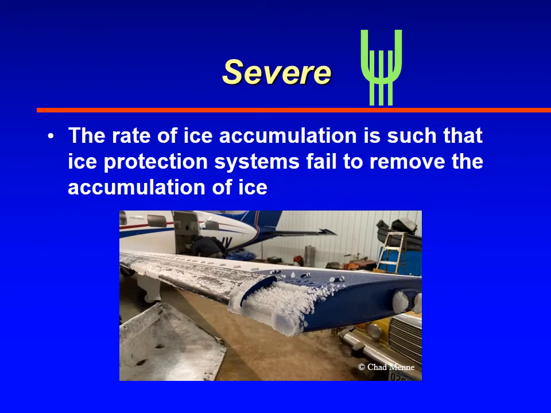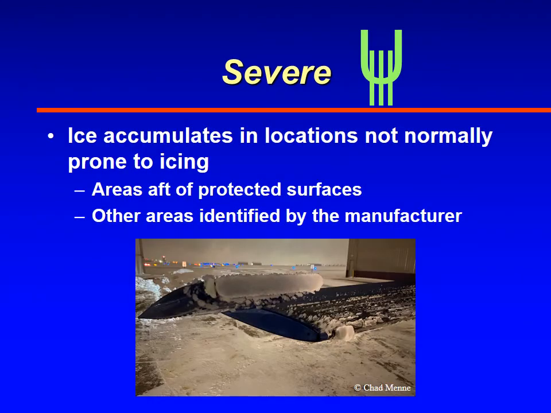And then finally, severe icing is where the rate of accumulation is such that ice protection systems can't get rid of the accumulation of ice. You keep hitting the boots and it accumulates faster than you can get rid of it. With severe icing, ice accumulates in locations that are not normally prone to icing. So these are areas aft of the protected surfaces. When they mean protected surfaces, they mean de-icing boots or other types of de-ice. And also other areas identified by the manufacturer start to accumulate ice.